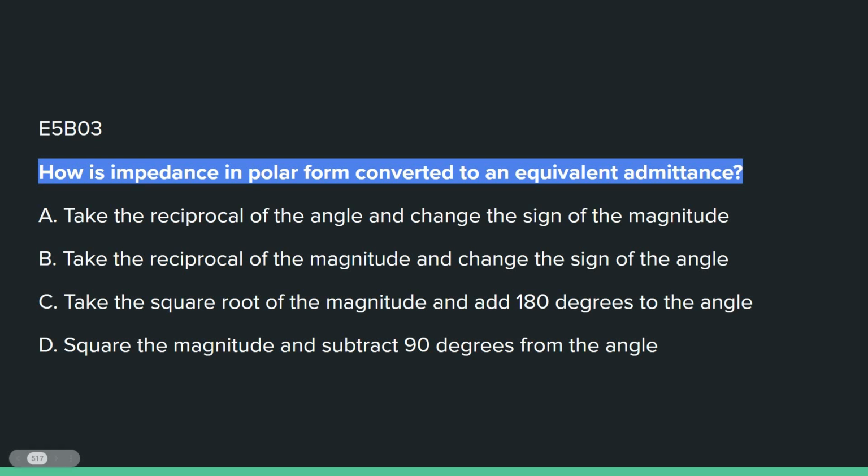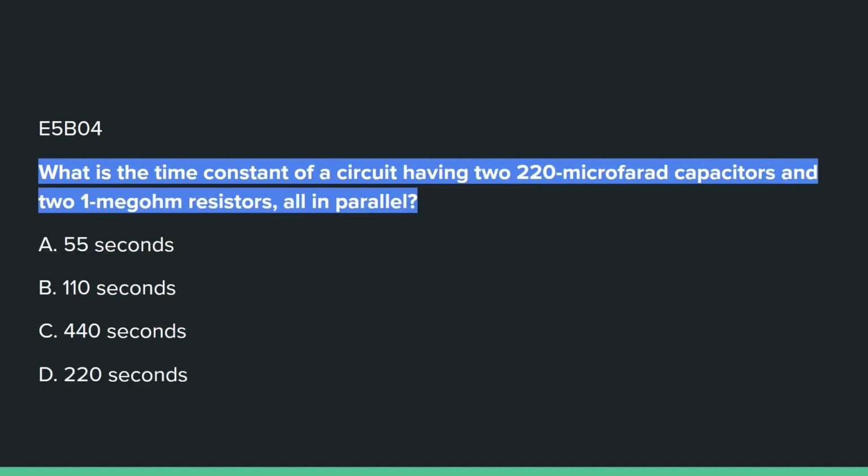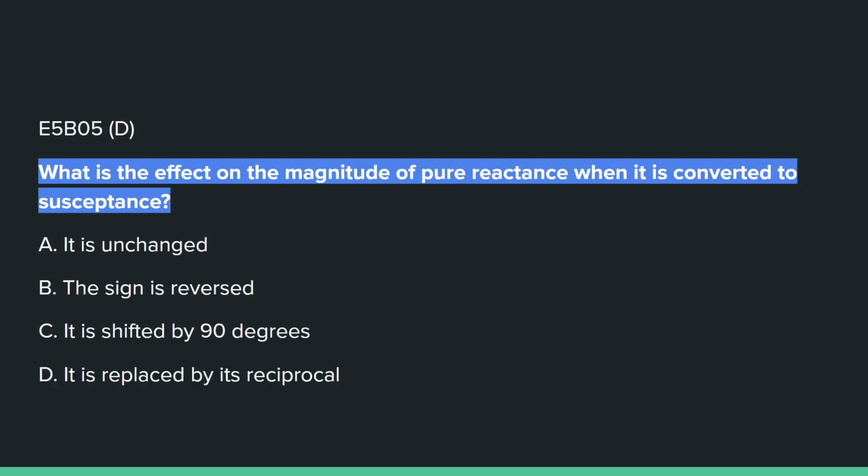E5B03, what is impedance in polar form converted to an equivalent admittance? B, take the reciprocal of the magnitude and change the sign of the angle. E5B04, what is the time constant of a circuit having two 220 microfarad capacitors and two 1 megohm resistors all in parallel? Answer is D, 220 seconds.